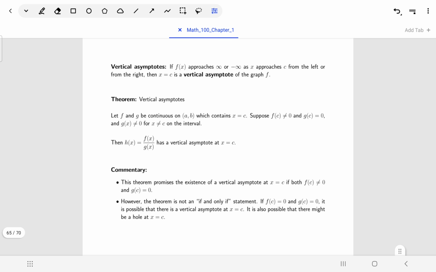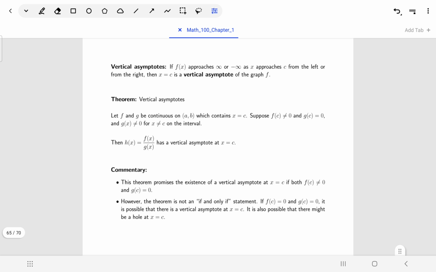Welcome back. In the second part of this section, we're going to talk about vertical asymptotes. So of course we know what a vertical asymptote looks like on the graph. It's a place where the function is becoming either infinitely large or infinitely small on the left side and on the right side. Maybe it's doing the same thing on both sides.